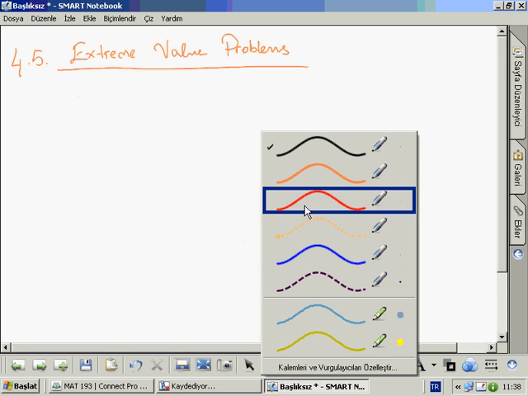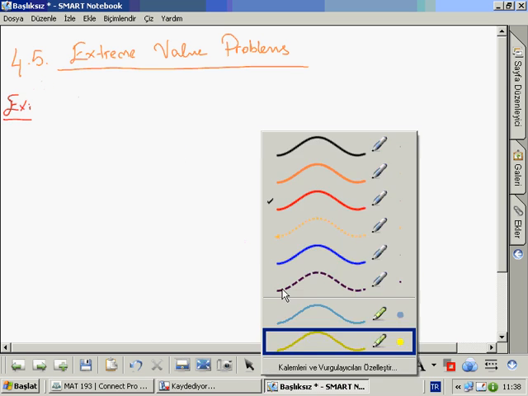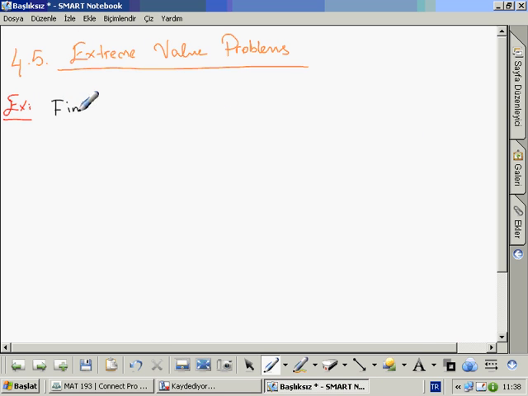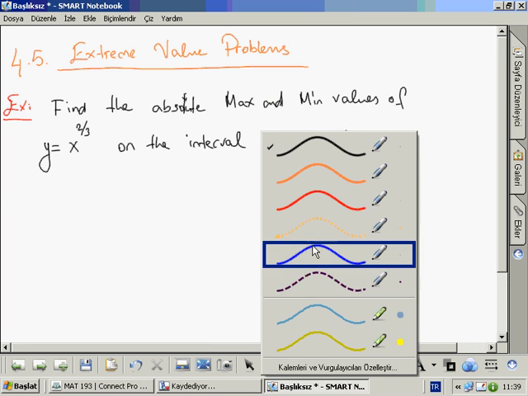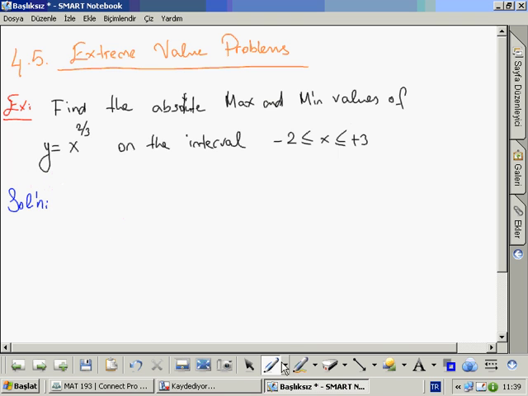And the example: find the absolute maximum and minimum values of y equals x to the power of 2 over 3 on the interval minus 2 is less than x is less than plus 3. And the solution.